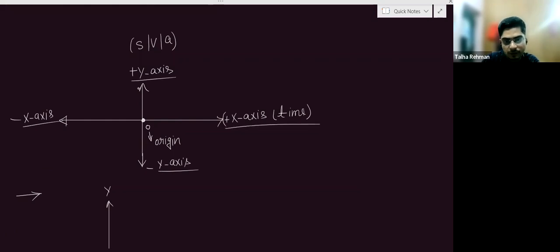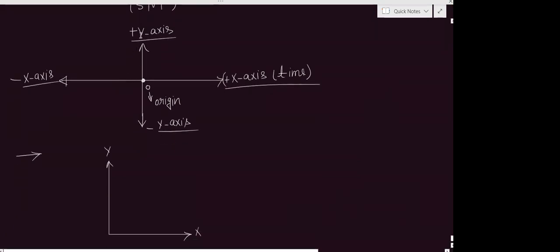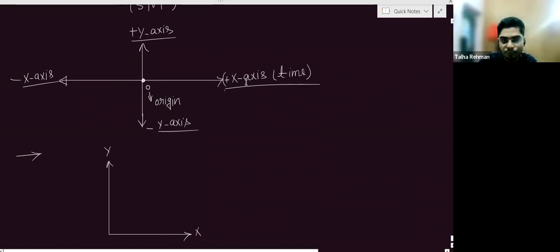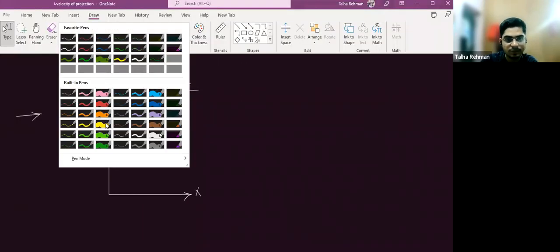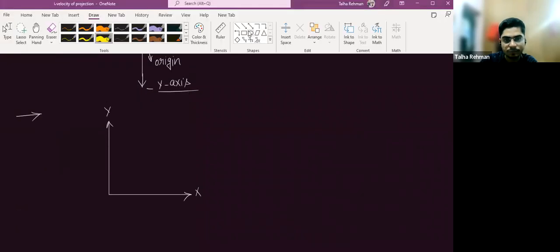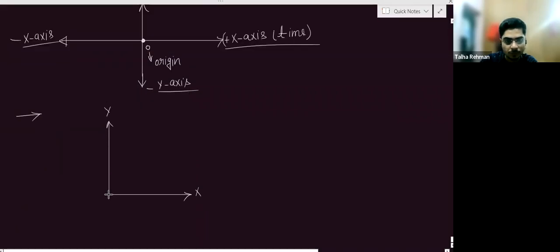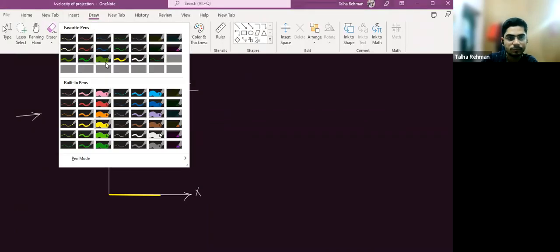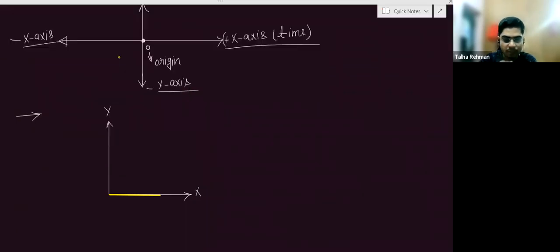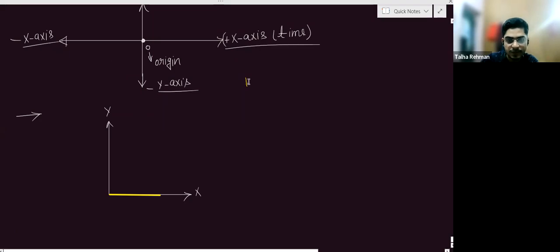Rayyan, got it? Yeah. So basically, I am just taking the positive y-axis and positive x-axis this time for this graph. Suppose the graph is like this. The graph starts from this point. This yellow color line is representing the graph. And this is a graph of the displacement. Displacement I will represent with S.